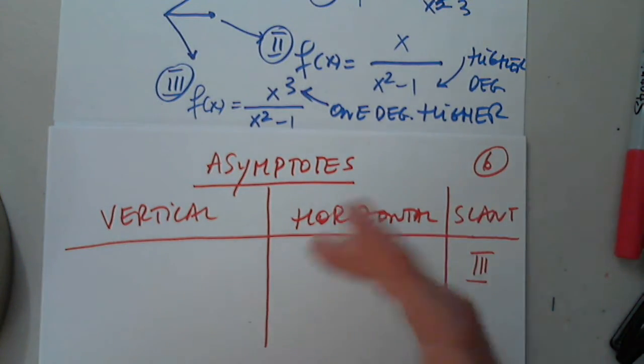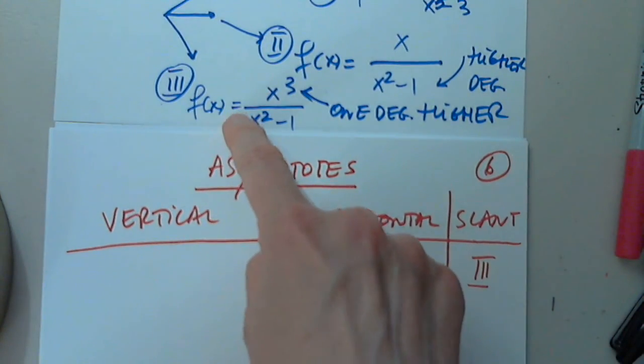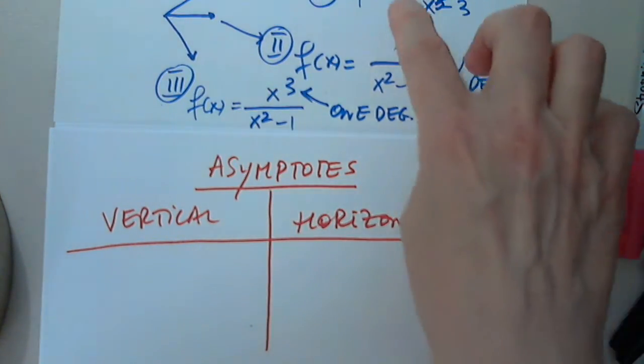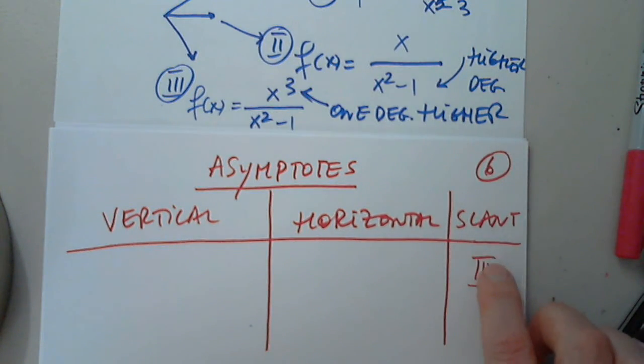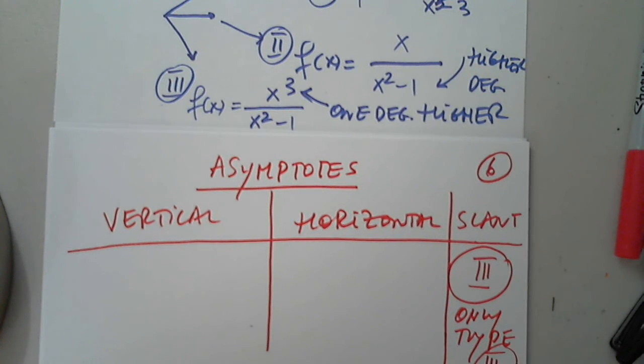We're going to talk about these 2, and then I'll come back when we talk about this one only for type 3, because type 1 and type 2 will not have slant. Only type 3. Okay, so let's leave it alone.